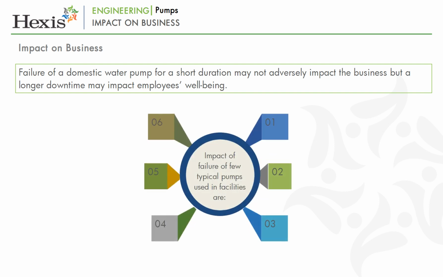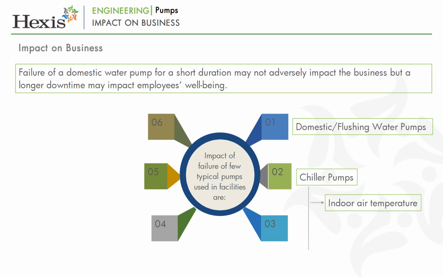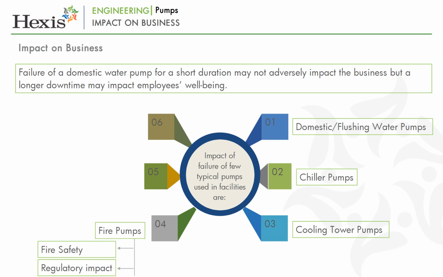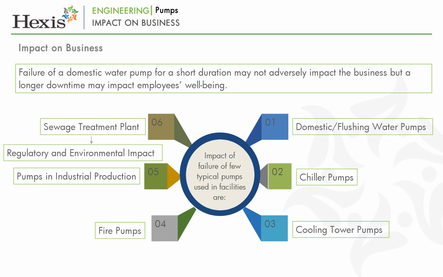The impact of failure of a few typical pumps used in facilities is shown on the screen. Failure in domestic or flushing water pumps impacts employee well-being, health and safety. The failure in chiller pumps impacts indoor air temperature, employee well-being, health and safety. The failure in cooling tower pumps impacts water-cooled CRACs, business impact, production loss. The failure in fire pumps impacts fire safety and regulatory impact. The failure in pumps in industrial production or processes has business impact and production loss. The failure in sewage treatment plant has regulatory and environmental impact.